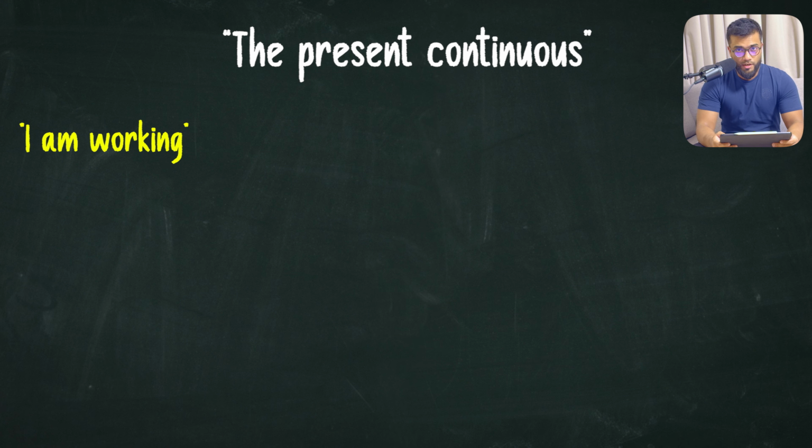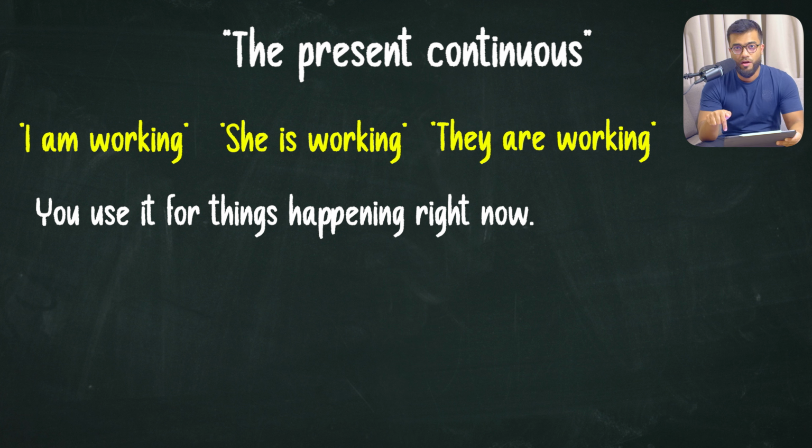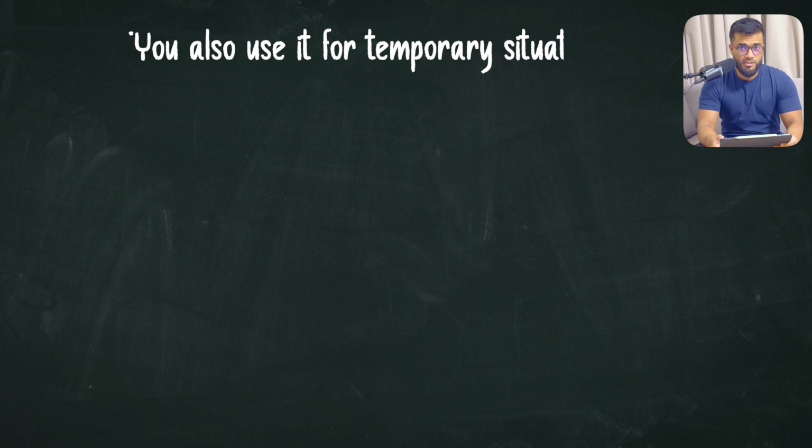Now the second form, present continuous. I am working. She is working. They are working. You use it for things happening right now, at the moment, this week, today. You also use it for temporary situations, things that are true for now, but not forever.